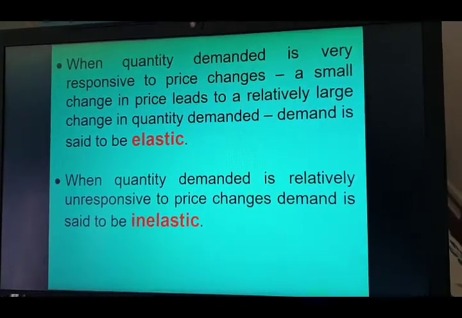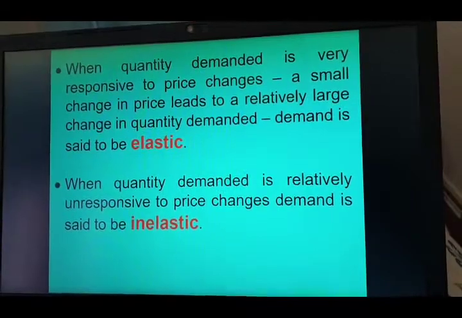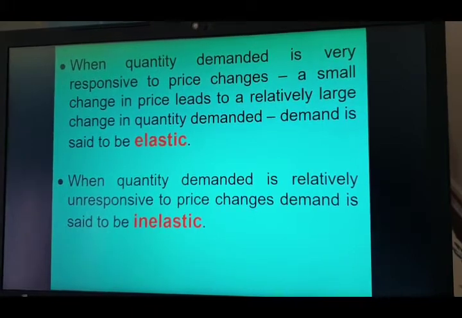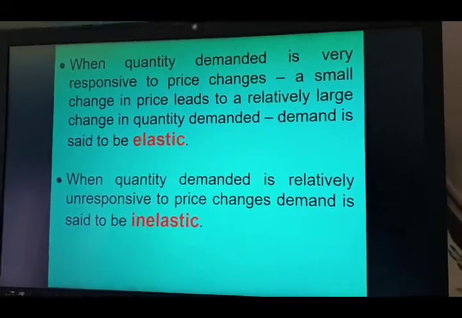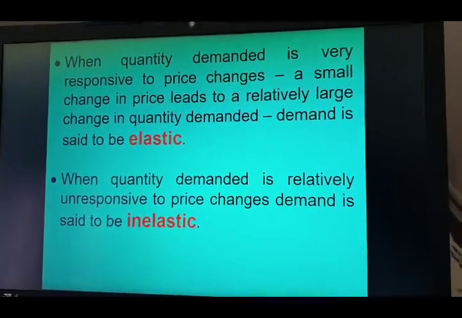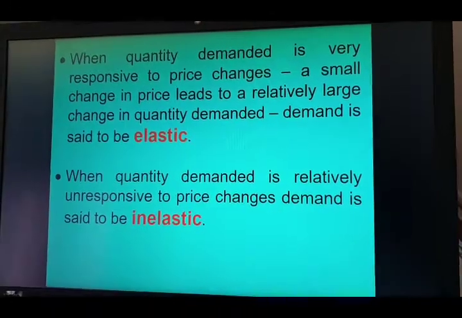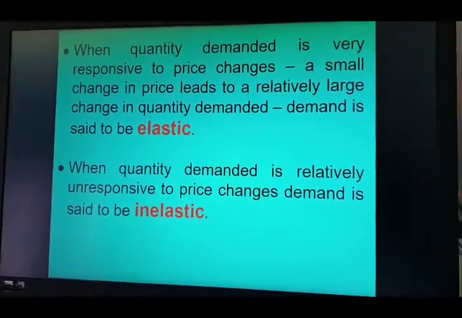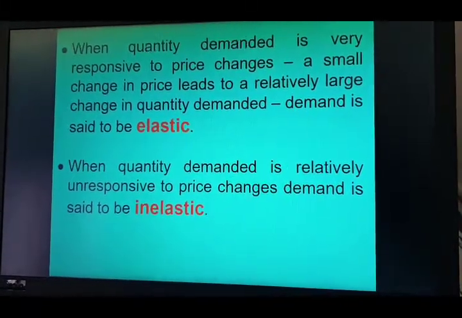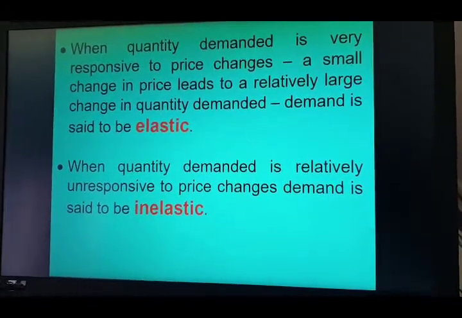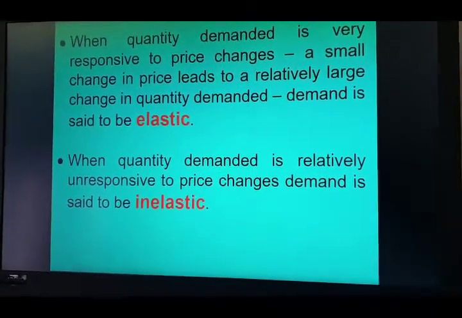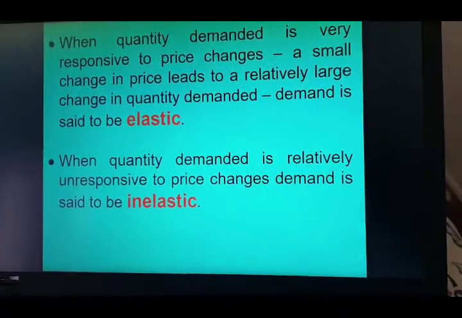For example, when the quantity demanded is relatively unresponsive to price changes, for example, matches. A lot of South Africans use matches. So if the price of matches increases to 50 cents, people are not going to stop buying matches. They will still continue buying matches. So that's an example of inelastic demand. Elastic demand, think again of my example of Fruit Loops. Now too expensive, from 40 Rand to 70 Rand. So yeah, people are going to demand less of that product.